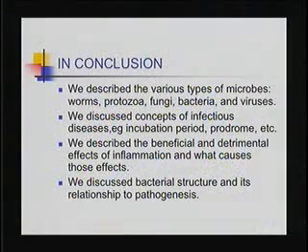So in closing, where have we been? We've described the various types of microbes, the worms, protozoa, fungi, the bacteria, and the viruses. We discussed the concepts of infectious diseases, incubation period, prodromal period. We described the beneficial and detrimental effects of inflammation and what causes these effects. We discussed bacterial structure and its relationship to pathogenesis.